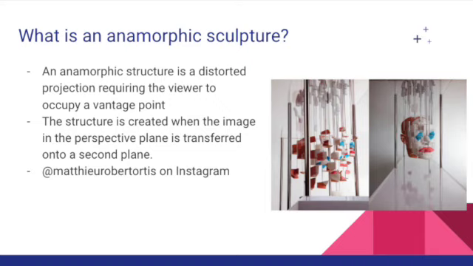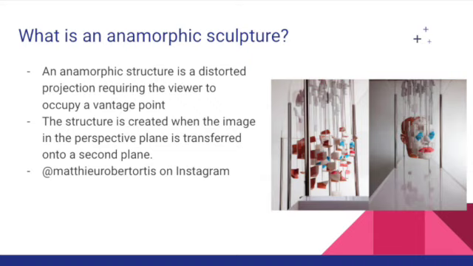An anamorphic structure is a distorted projection requiring the viewer to occupy a vantage point. The structure is created when the image in the perspective plane is transferred onto a second plane. This means that they are 3D designs that look like different images based on which way you look at them.